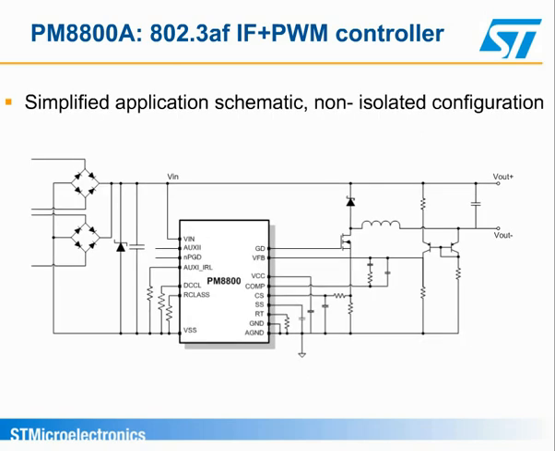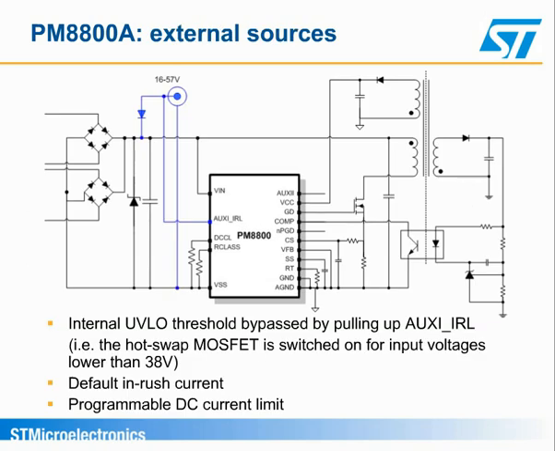A non-isolated topology is shown in this diagram, showing a buck topology. Only one MOSFET can be driven, since the PM8800A has a single low-side driver. Two options are available for PoE designs with an auxiliary source by using 2 pins on the PM8800A.